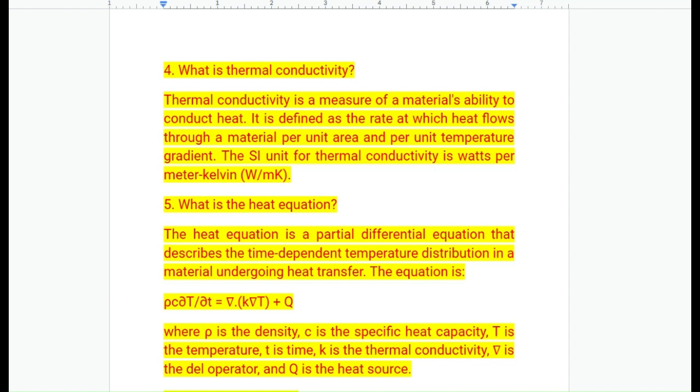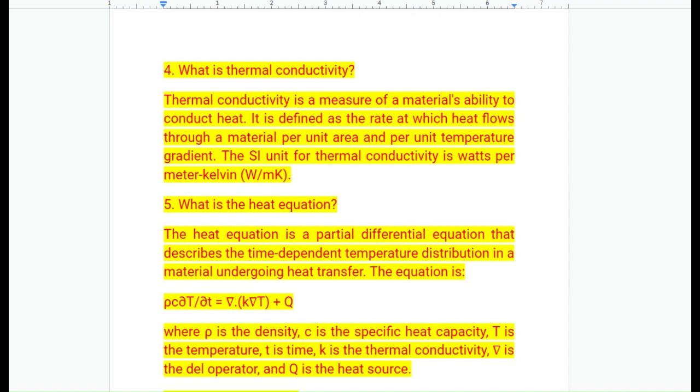6. What is convection? Convection is the transfer of heat through a fluid, liquid or gas, by the movement of the fluid itself. There are two types of convection, natural convection and forced convection.